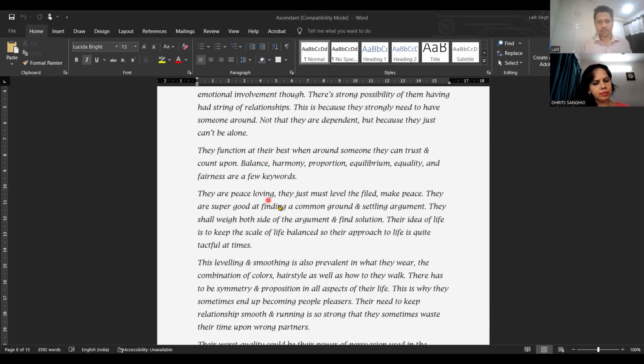They are peace loving. They just have a strong feeling to make peace. They are super good at finding the common ground and settling arguments. They see both sides of the argument and find solutions. So with this statement, this column indicates that the majority of Libra people will try to find a middle ground if any problem escalates. So it applies to you also. Is it true, what the content mentioned here?